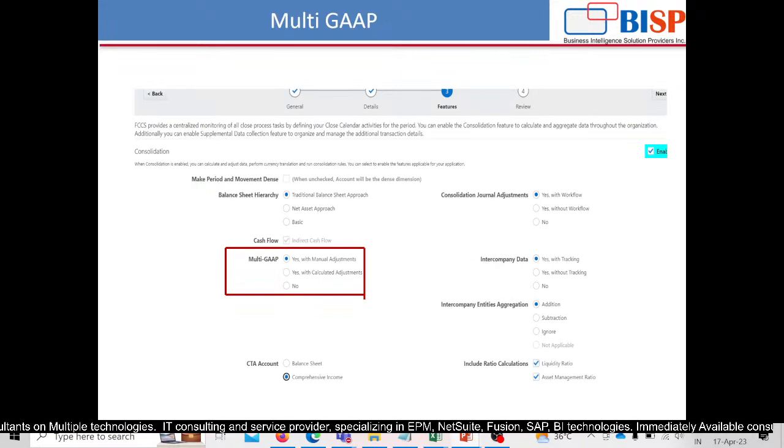So when we create the application, we select Multi-GAAP if we need to report financial statements in both local GAAP and in IFRS or some other GAAP. Then the system provides the option of manual adjustment or calculated adjustment.